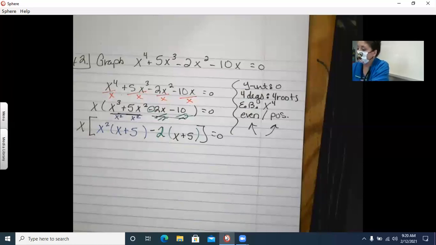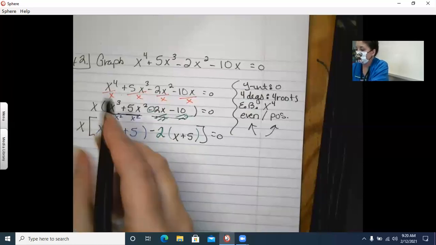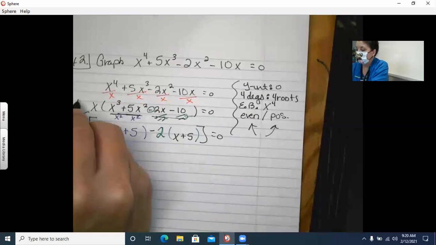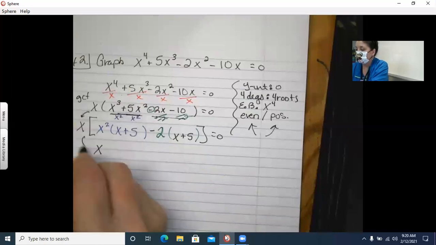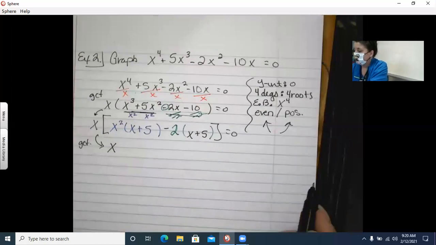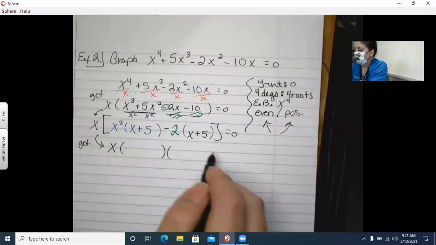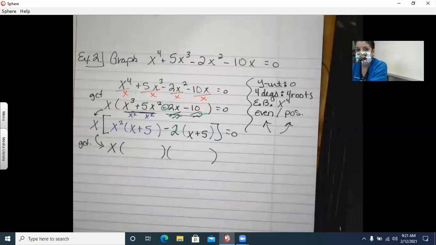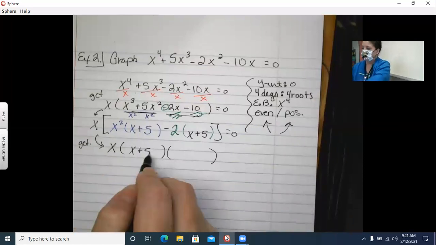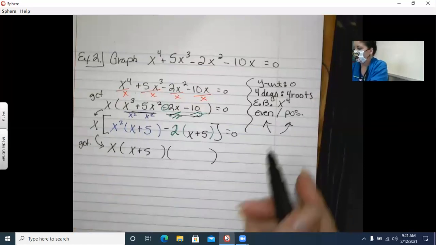So don't forget you had that GCF on the outside. You just keep bringing it down. It does not go away. If you forget about it, your graph's not going to be right. And then I'm making 2 sets of parentheses for what was in the brackets. What am I going to put in one set of parentheses? X plus 5. What am I going to put in the other set? X squared minus 2.